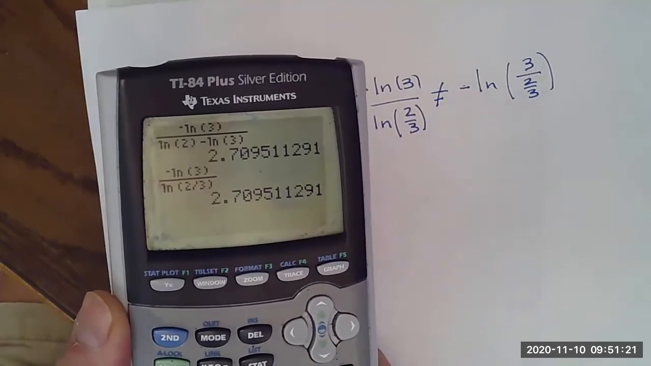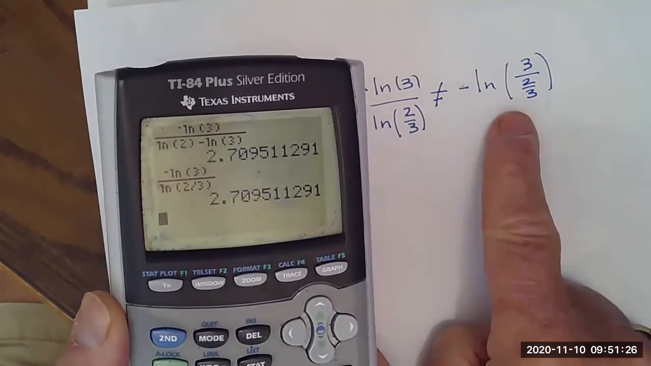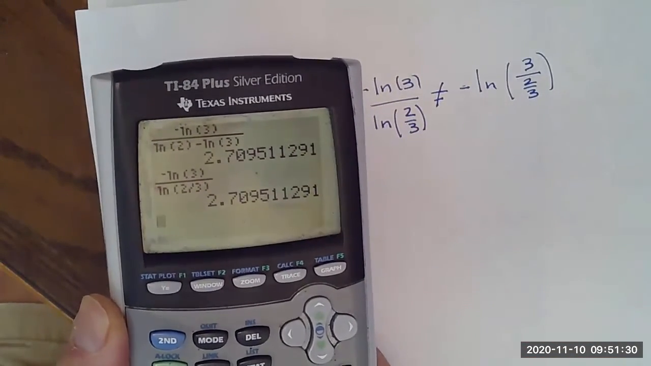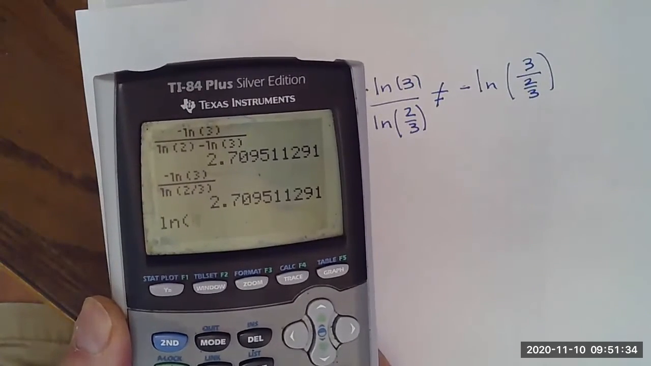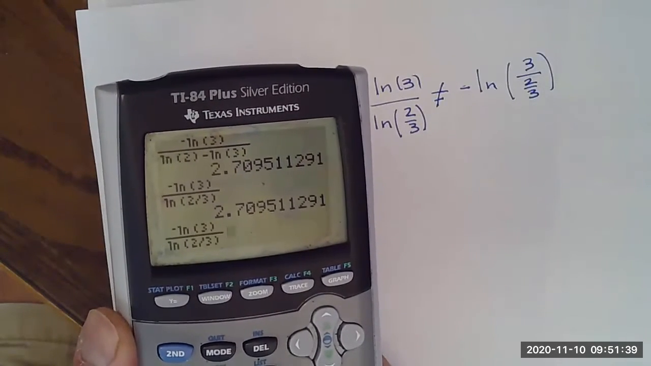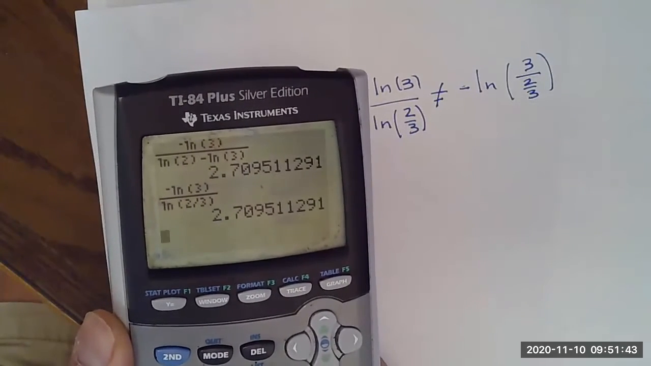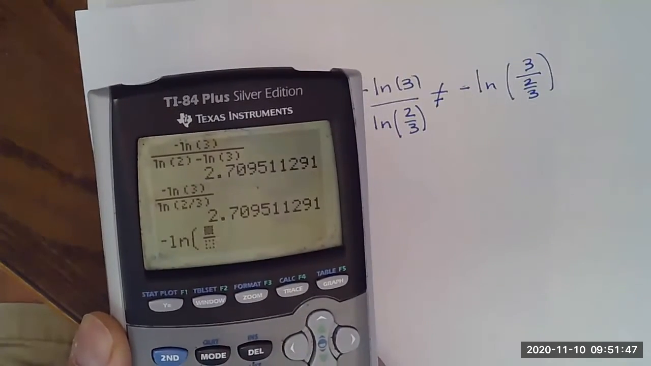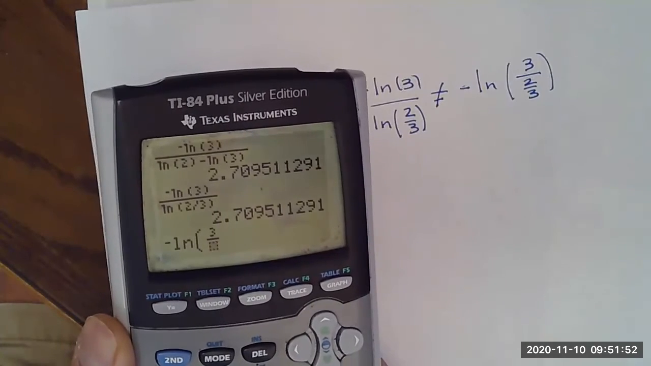I said negative, but it's actually positive, 2.71. See, that worked. But if I did this, which some students think they can do, there's a rule. If I go negative ln of, what would that be? Okay, try this again. Negative ln, yeah, that's what I wanted. 3 over, okay, 2/3.